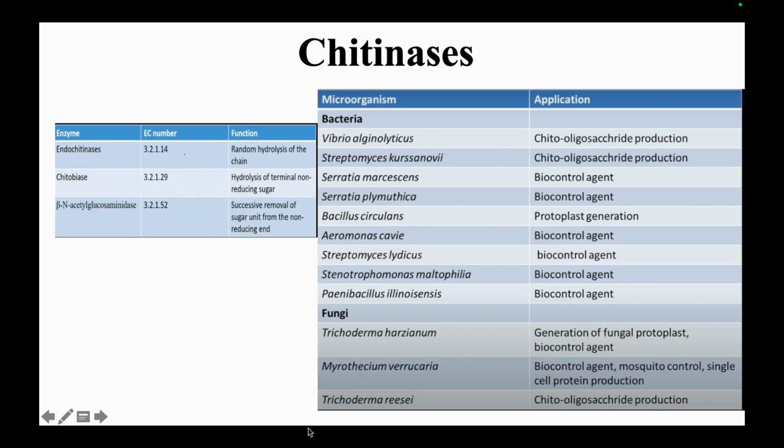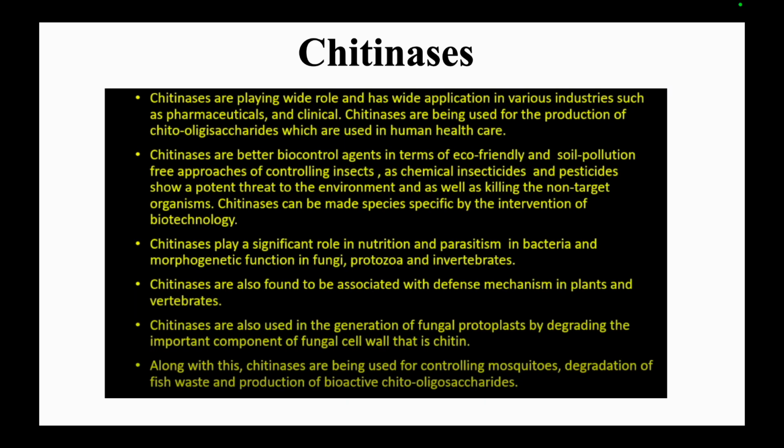These are the different sources from which we can isolate chitinases, mostly bacteria and fungi, and these are the applications of chitinase enzymes in different industries. Mostly they are used as a biocontrol agent and for the generation of fungal protoplasts. They are also widely used in pharmaceutical and clinical industries, as well as in chemical insecticides and different biocontrol industries.